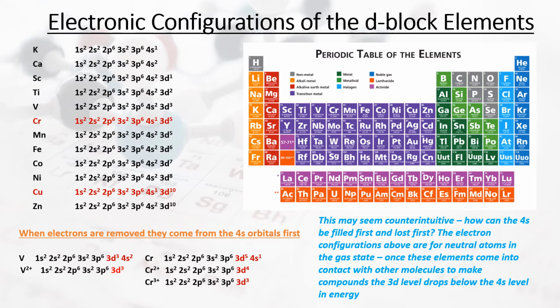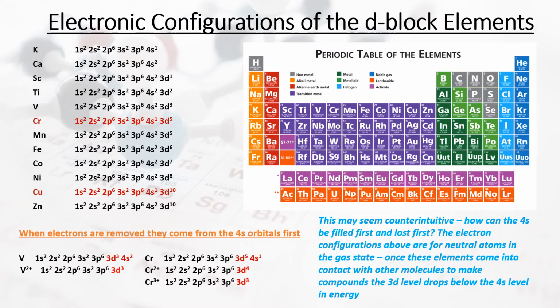Now this might seem slightly counterintuitive, how we can fill the 4s orbitals first when we're doing our Aufbau principle and filling them, yet when we ionize them, we lose it from the 4s first, even though we've said the 4s is of a slightly lower energy than the 3d. Now, there's a couple of reasons why this is a bit wrong, essentially.